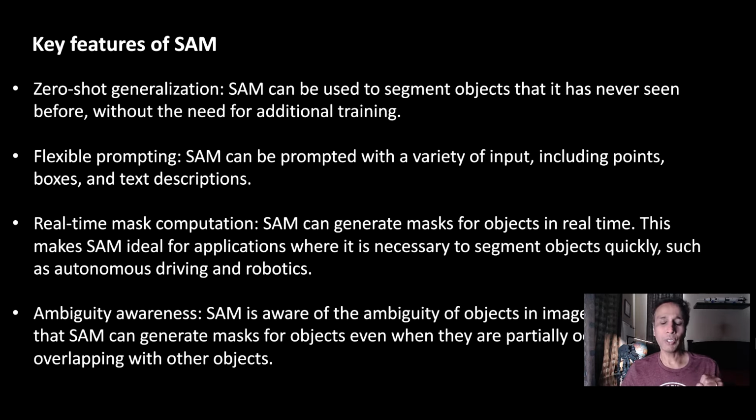And of course, ambiguity awareness, which means you have objects that are kind of overlapping, and it's like, yeah, I know there is another object underneath this object, so it handles those situations. Although Detectron also does a pretty good job when it comes to instance segmentation and overlapping objects.